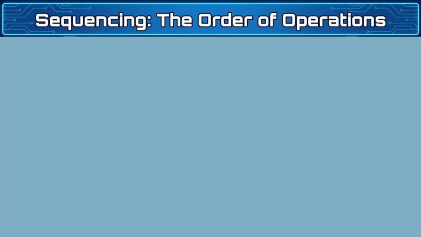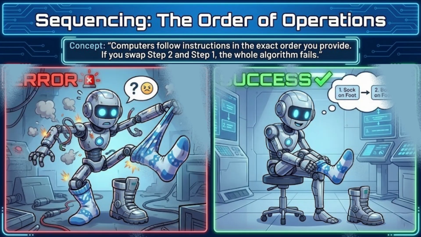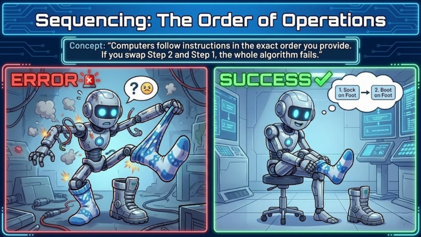Next, you need to understand sequencing, the order of operations. The concept is that computers follow instructions in the exact order you provide. If you swap Step 2 and Step 1, the whole algorithm fails. Look at the difference between error and success. Success is Step 1, sock on foot, then Step 2, boot on foot. You have to get the order right.